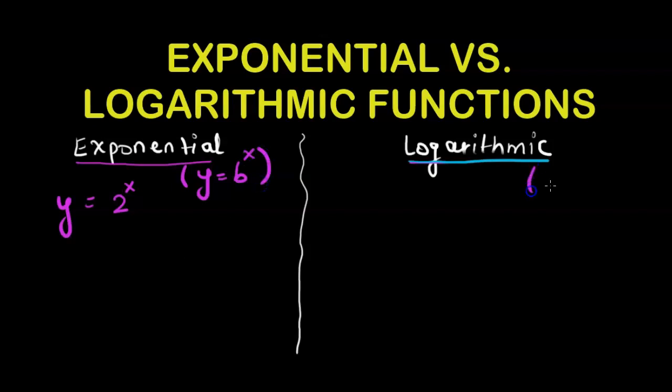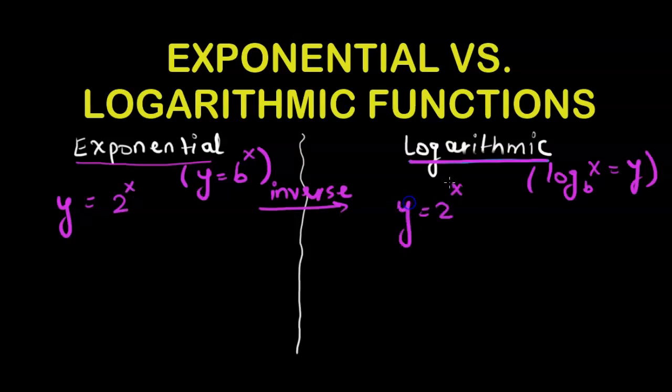Whereas a logarithmic function looks like log to the base of b of x is y. So always remember, a logarithmic function is the inverse of an exponential function, and we all know how to find the inverse of a function. So if I want to find the inverse of y equal to 2 to the power x, all I would have to do is just interchange x and y. That gives me x equal to 2 to the power y, and then solve for y.